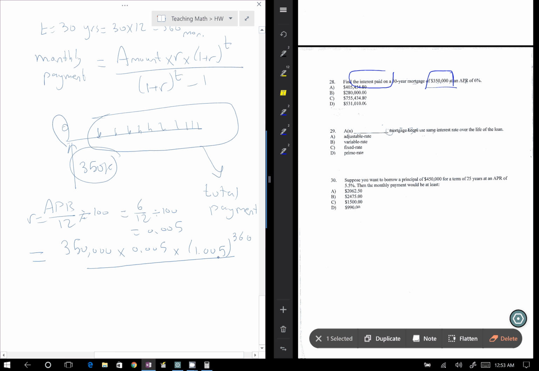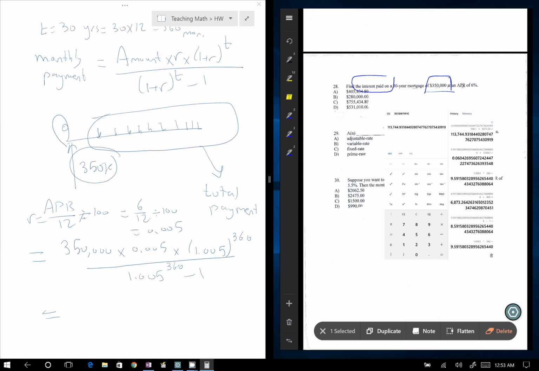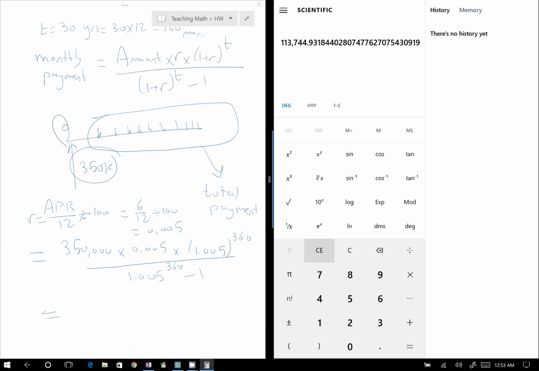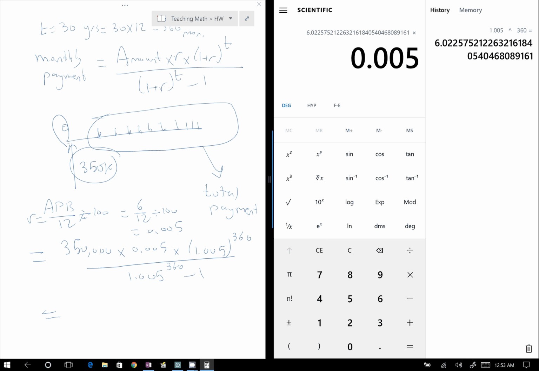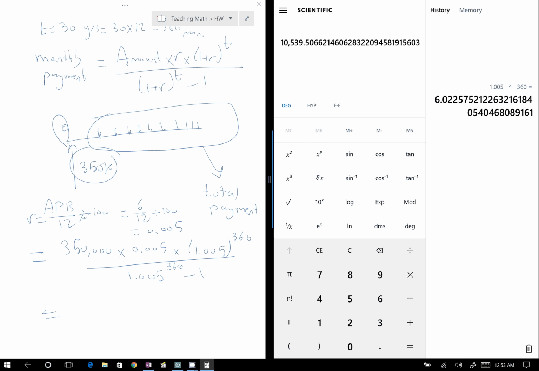Okay, divided by 1.005 raised to the power 360 minus 1. Okay. One 1.005 raised to the power 360 multiplied by 0.005 multiplied by 350,000. That's 10,539.5.